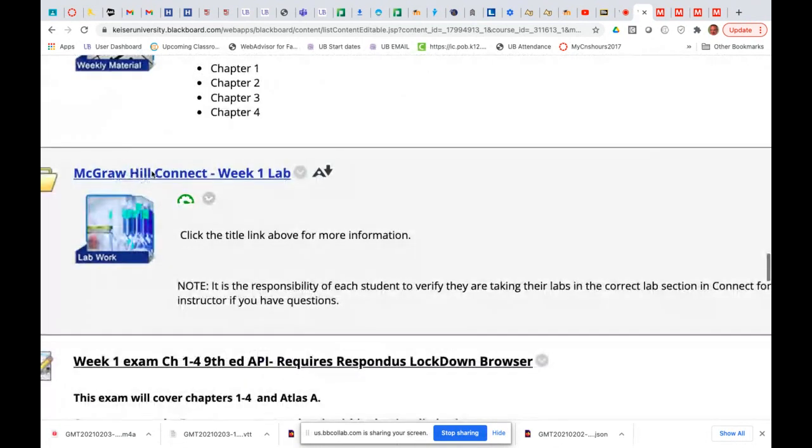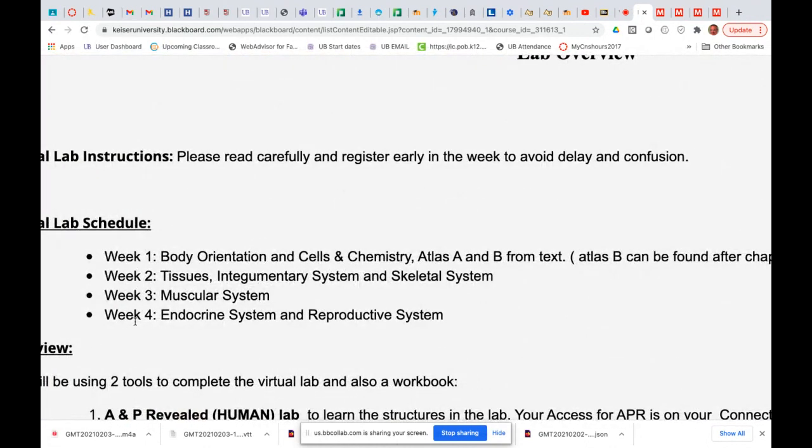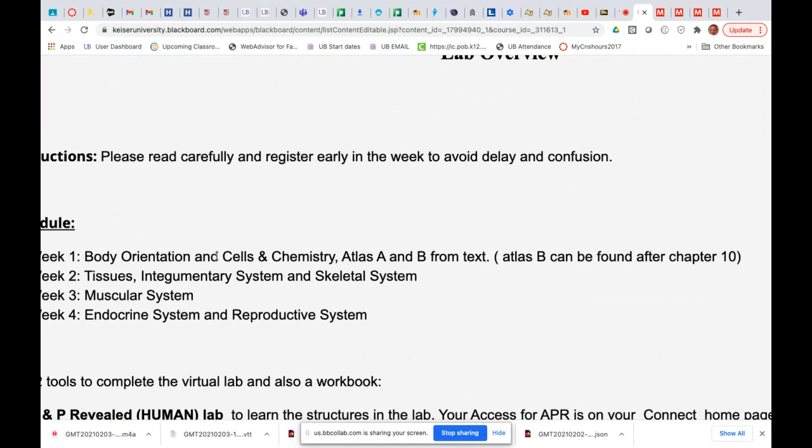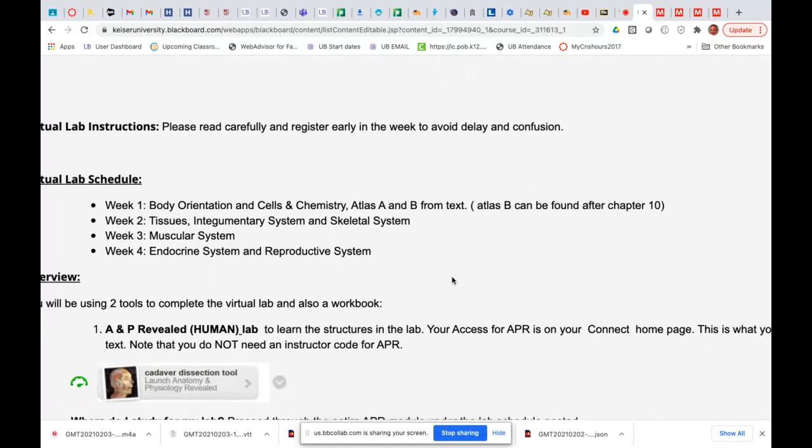Let me go back now to the McGraw-Hill. When you click on that, McGraw-Hill Connect, this is for your lab. What you see here is week 1, 2, 3, and 4. For this week, we'll be covering body orientation, cells and chemistry, and then Atlas A and B. Now, tricky part, I want to point this out: Atlas A and B comes from the textbook portion, the ebook, not the lab, but the lecture portion. So this is one of the few times where you're going to see information from the lecture that can show up on the lab portion. And I put here Atlas B can be found after chapter 10.